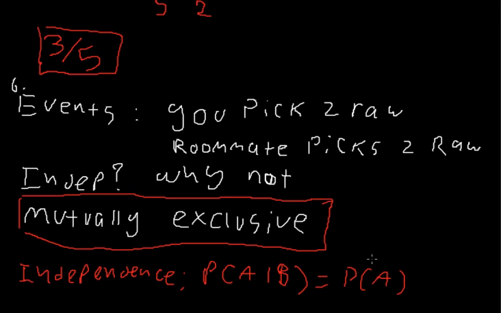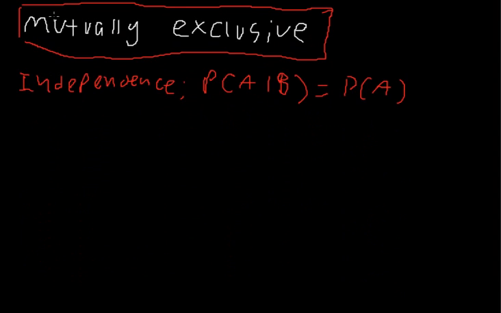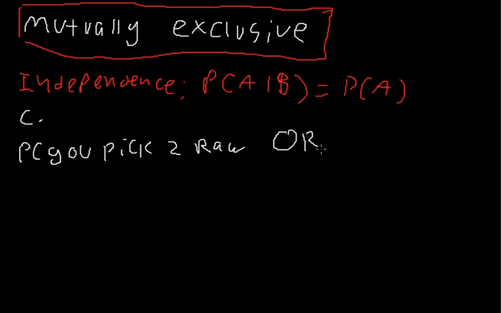Now, part C. This is the part that I think we got the most questions about. C. I want to know the probability you pick 2 raw eggs or roommate, just call R, picks 2 raw eggs. So we know, first of all, from the previous part that these are mutually exclusive. So I can decompose it. I can just write it as a sum now, right? In mutually exclusive events, I can write them as a sum. If it's not mutually exclusive, I can't write it as a sum.